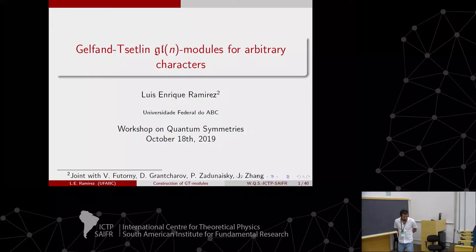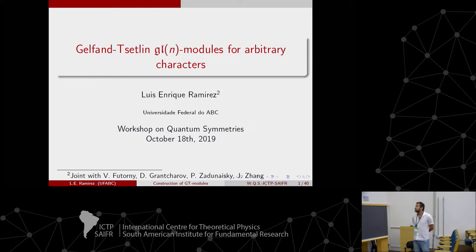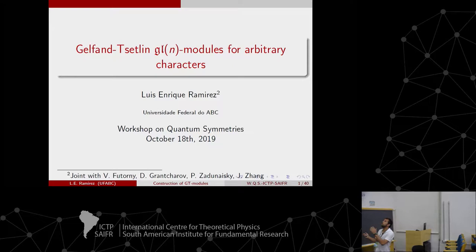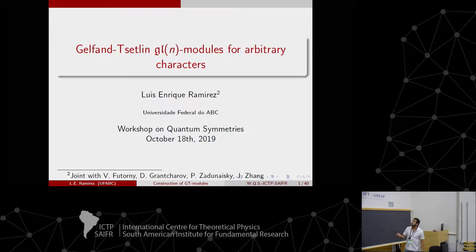So this talk will be kind of a review of some recent papers with these collaborators. It's an international collaboration: Ukraine, Bulgaria, Argentina, China, and Colombia. So this is a review of a few papers on this subject, Gelfand-Tsetlin models.